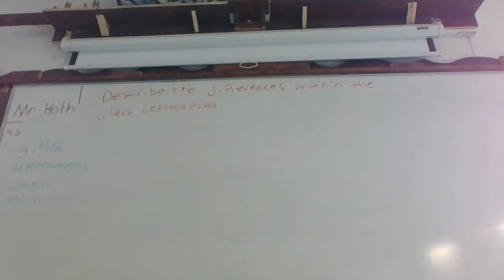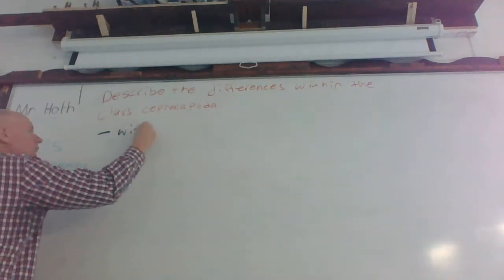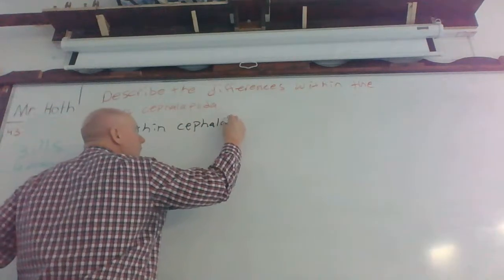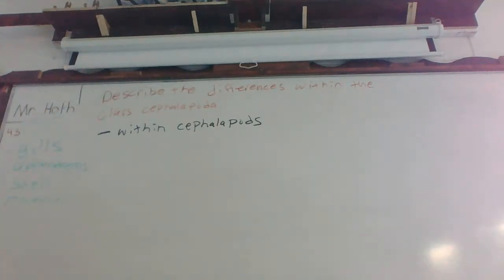So, take your pick. Which one do you want to start with first? Just start with the gills? Okay. So within this class, within cephalopods, what's significant about the gills? It's the number that we're getting at. Some have one pair, some have two. So which one's which?